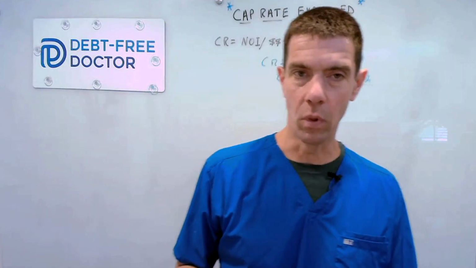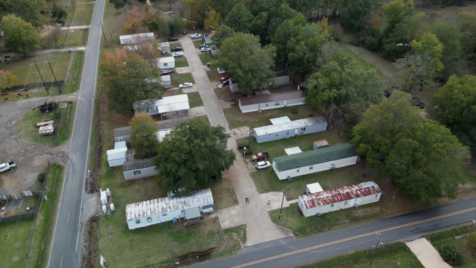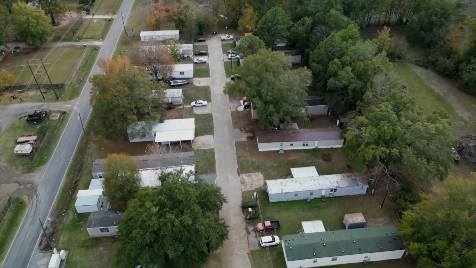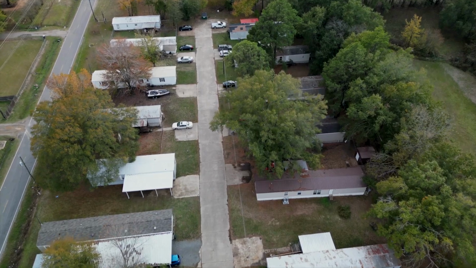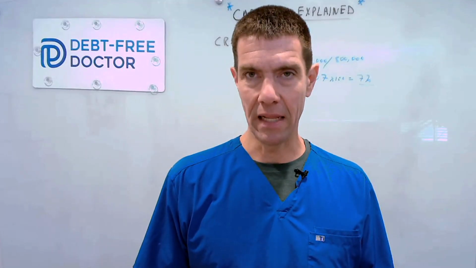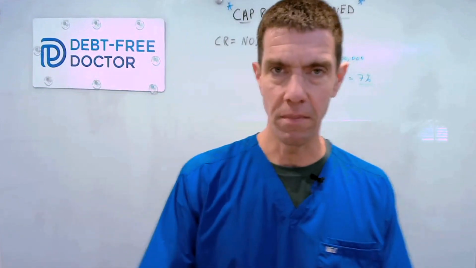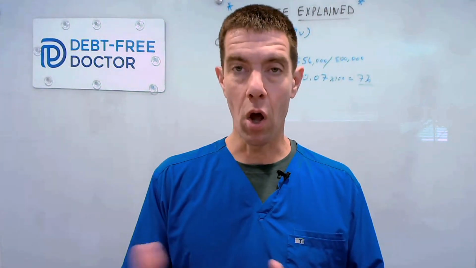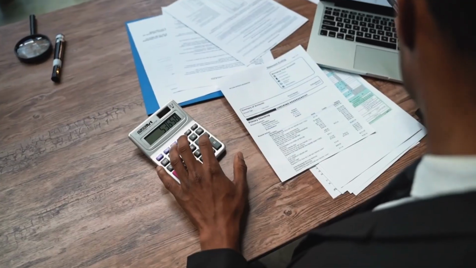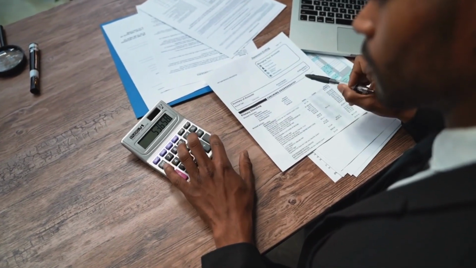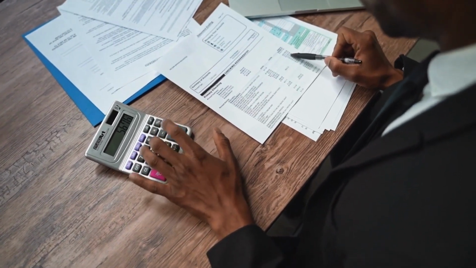What does this mean? This means that the RV park has a cap rate of 7%, which indicates the annual return an investor can expect on the property based on the purchase price. Now, how do you calculate this NOI, this net operating income? As I just mentioned, you subtract all the operating expenses from the property's gross income. Typically, this could be taxes, repairs, insurance, any management fees, utilities, payroll, etc.